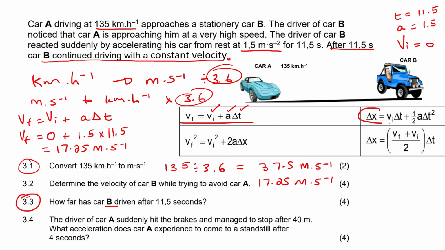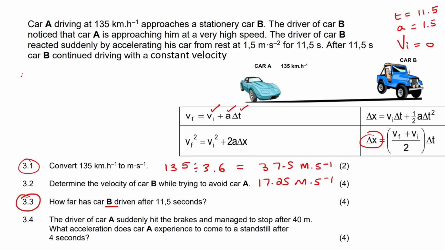This question says, how far did car B drive in 11.5 seconds? Well, I would go straight to this formula, but you could use any of them, to be honest. You could use this one, you could use this one, or you could use this one. I'm actually going to go with this one, just nice and easy, gives us the displacement straight away. So always write down your formula. So delta x equals VF plus VI over 2 times delta t.